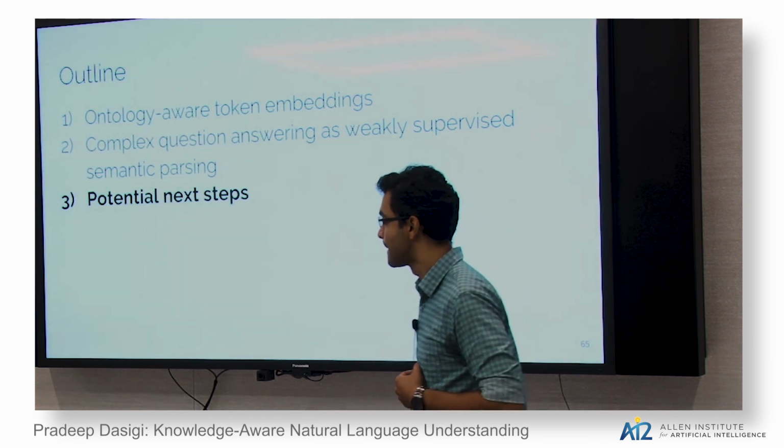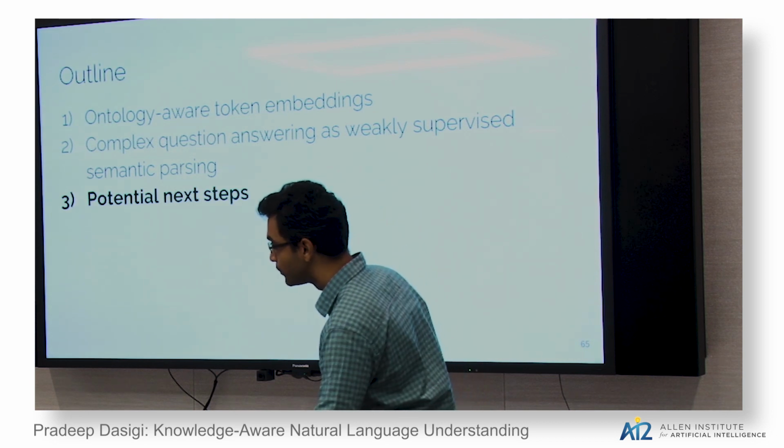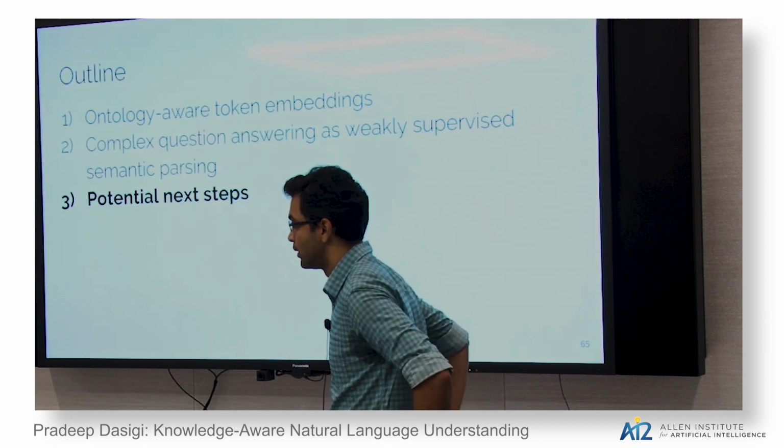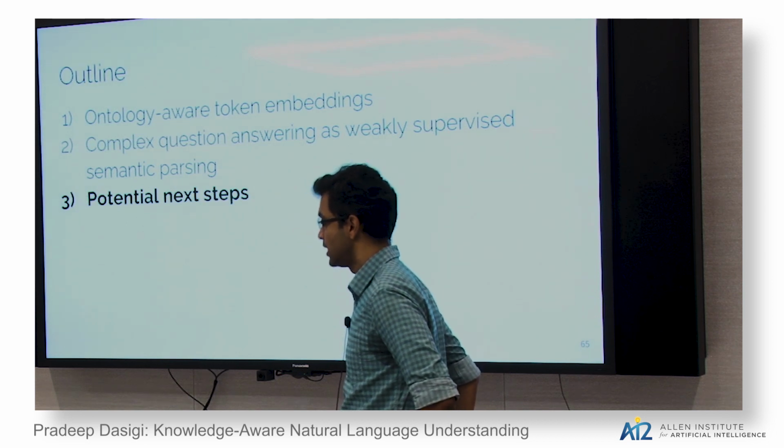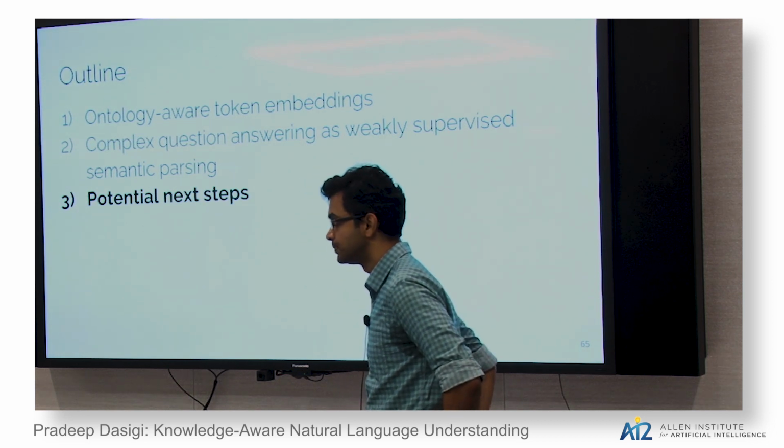Just wondering about the consistency numbers for the iterative MML. Does that actually improve consistency as well? Yeah, it does improve consistency as well.